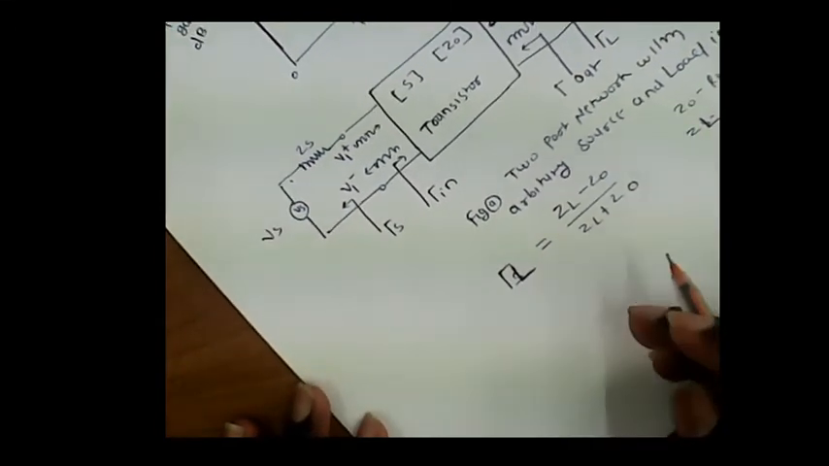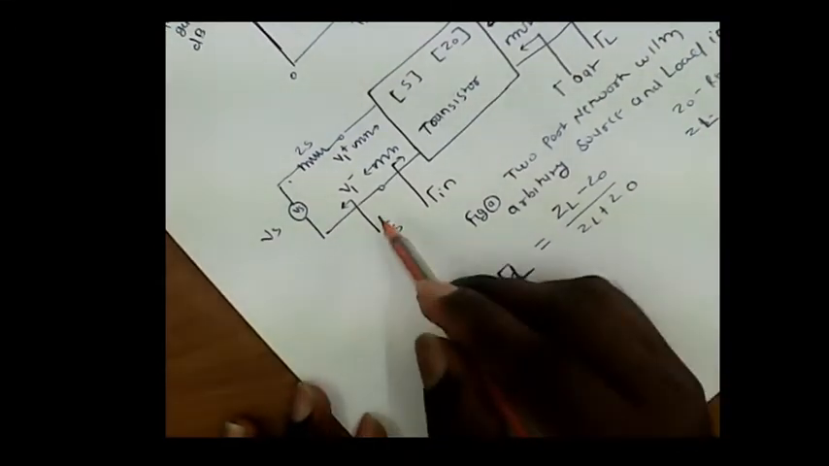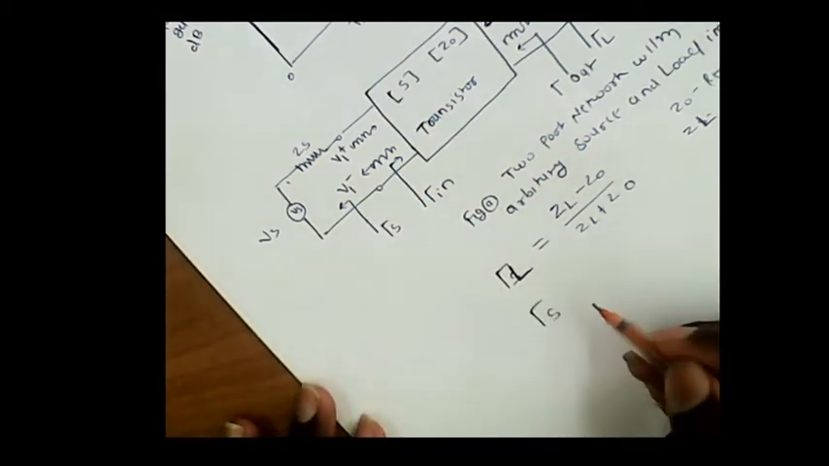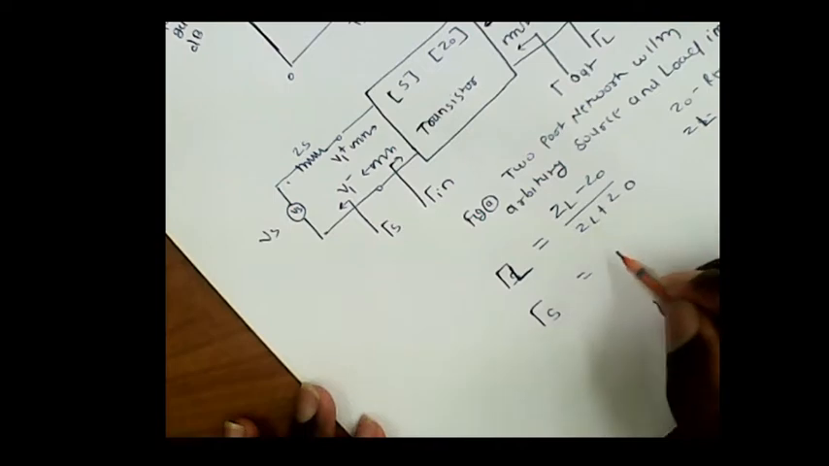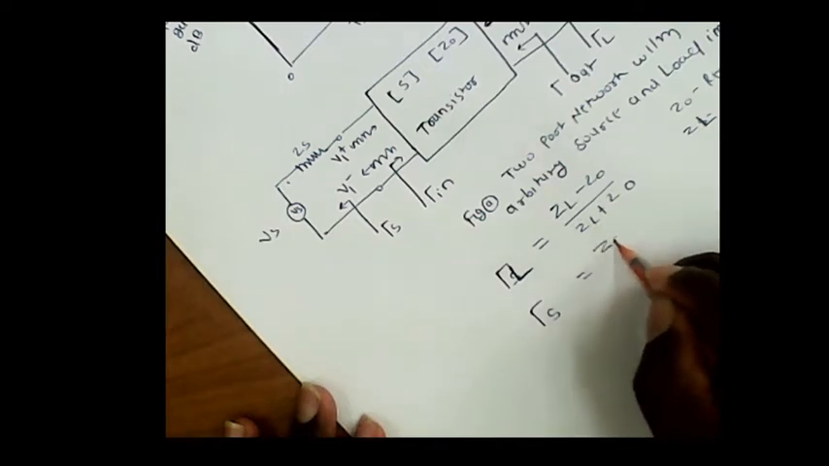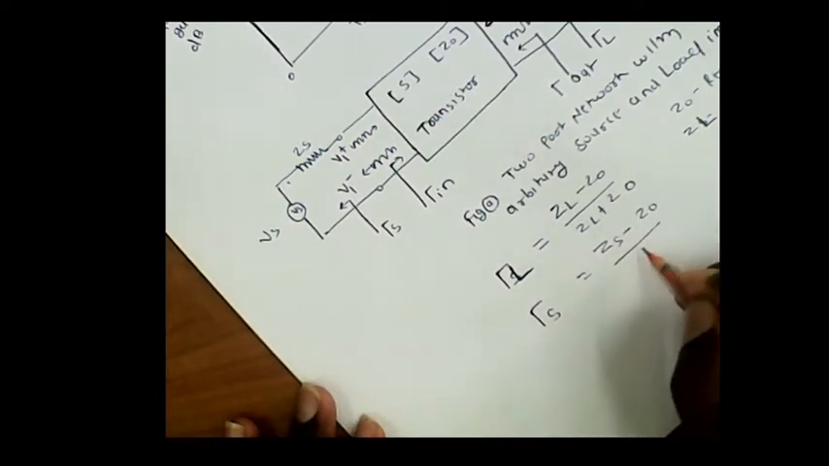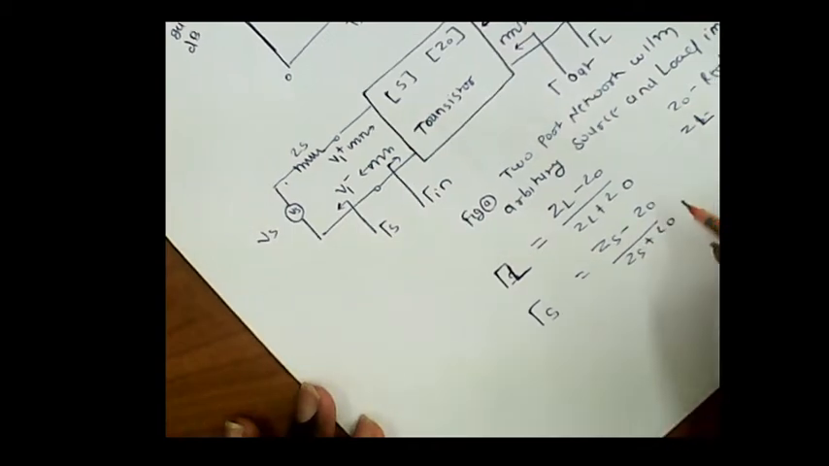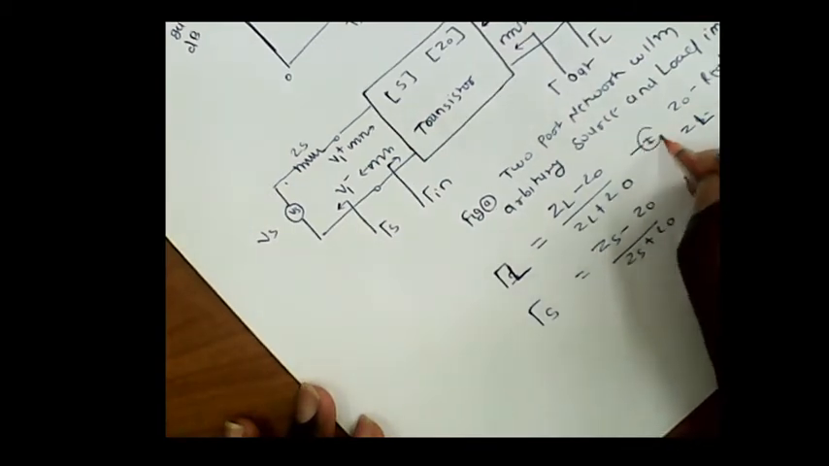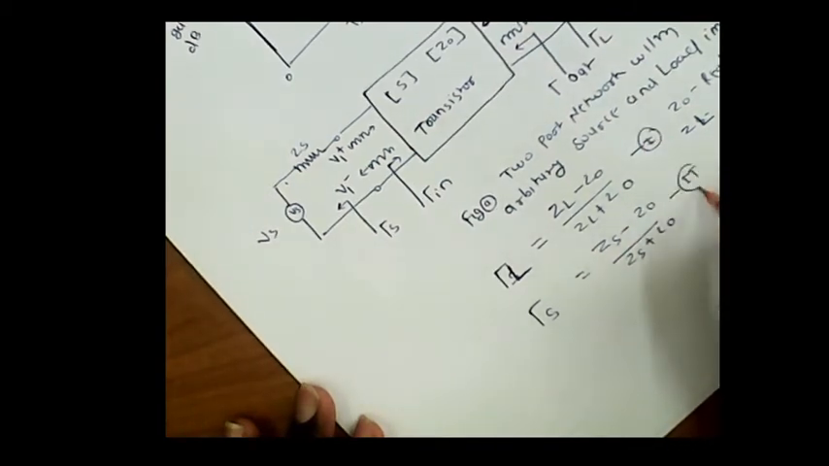When we look towards the source, we get a reflection coefficient of the source in terms of source impedance, ZS minus Z naught over ZS plus Z naught. So this is equation number 1 and this is equation number 2.